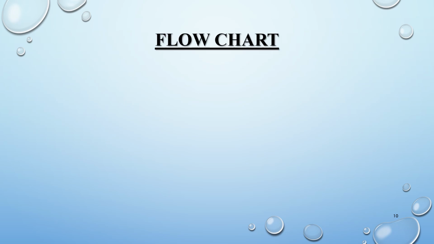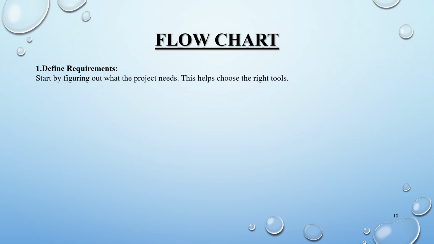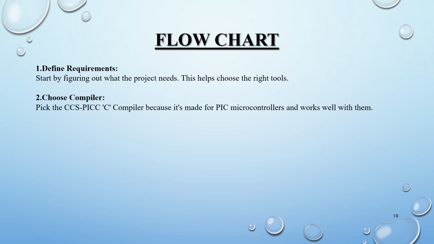Let's study the important points from the flowchart. The first one is define requirements. Start by figuring out what the project needs. This helps choose the right tools. The second one is choose compiler. Pick the CCS PICC C Compiler because it is made for PIC microcontrollers and works well with them.